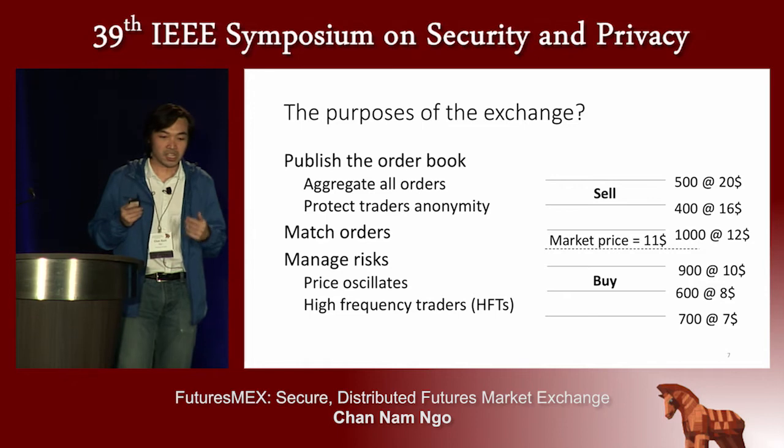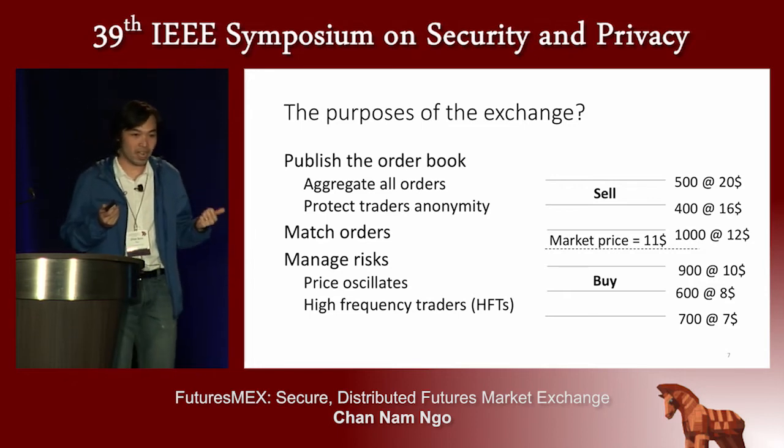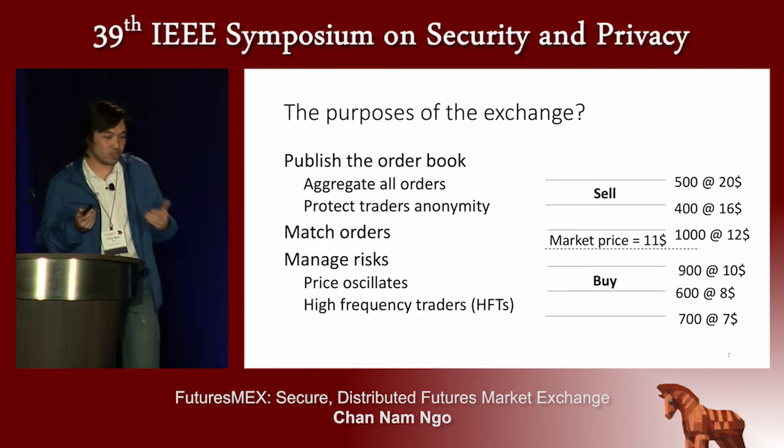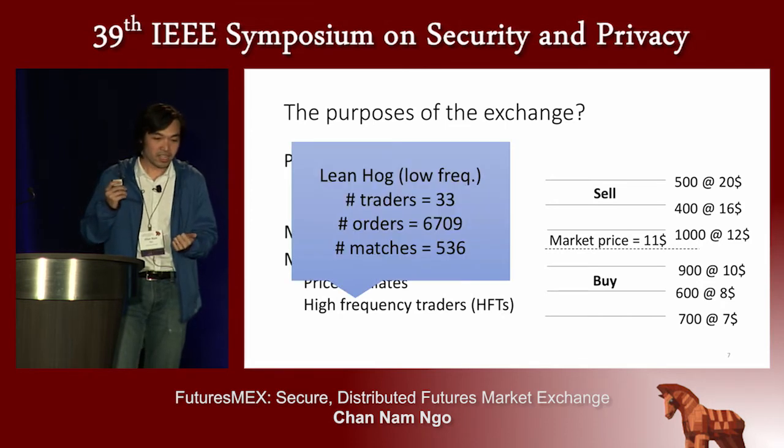The final function of the exchange is to manage risk, as we have seen in the previous example, by constantly managing the trader's account when the price oscillates. This is especially difficult in the presence of high-frequency traders. It means that these traders post a lot of orders, but only a few of them are matched.